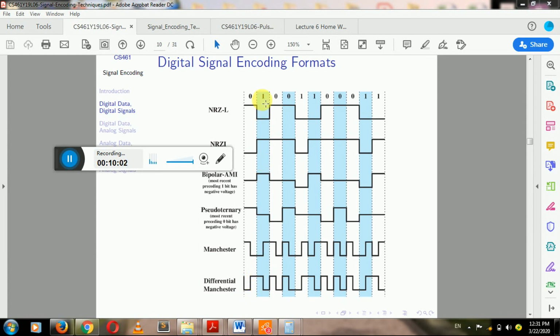So the next bit is 1, so there will not be a transition at the beginning, only in the middle. So the next bit is 0, so we have a transition at the beginning and at the middle also. The next bit is 0, so we have a transition at the beginning as well as at the middle. So the next bit is 1, so there is no transition at the beginning, so we have only the middle transition. The next bit is 1, so we have only a middle transition, no transition at the beginning. So these are the different types of digital encoding schemes.